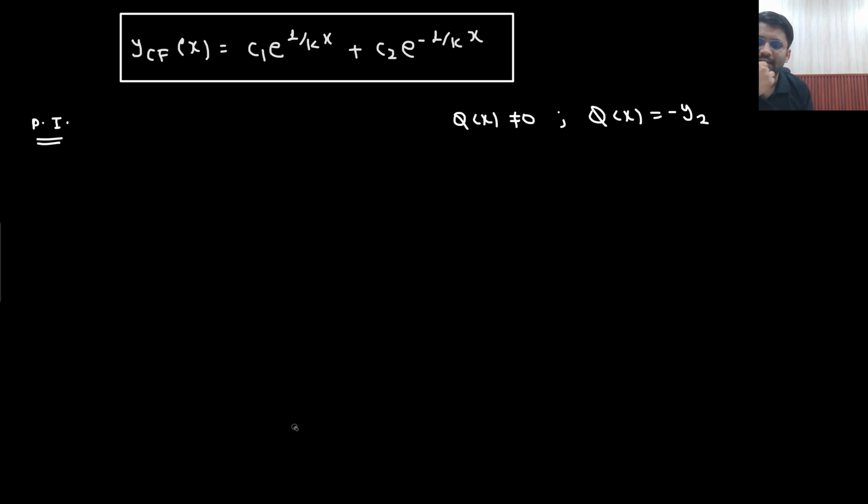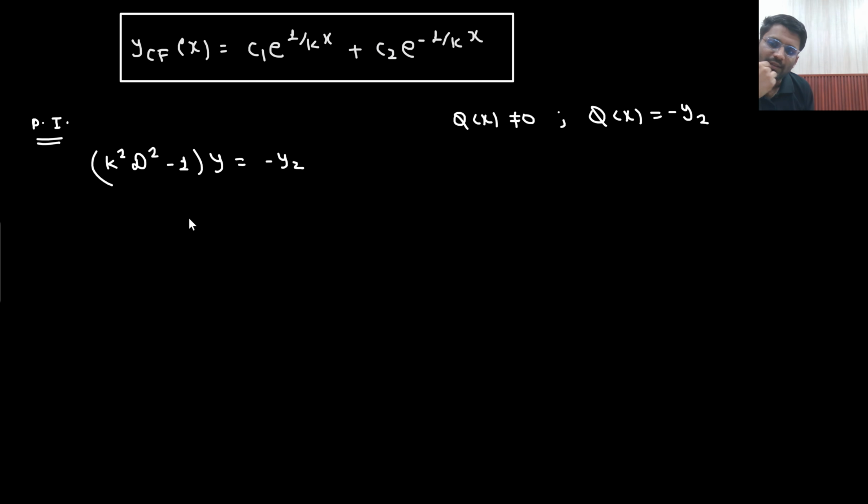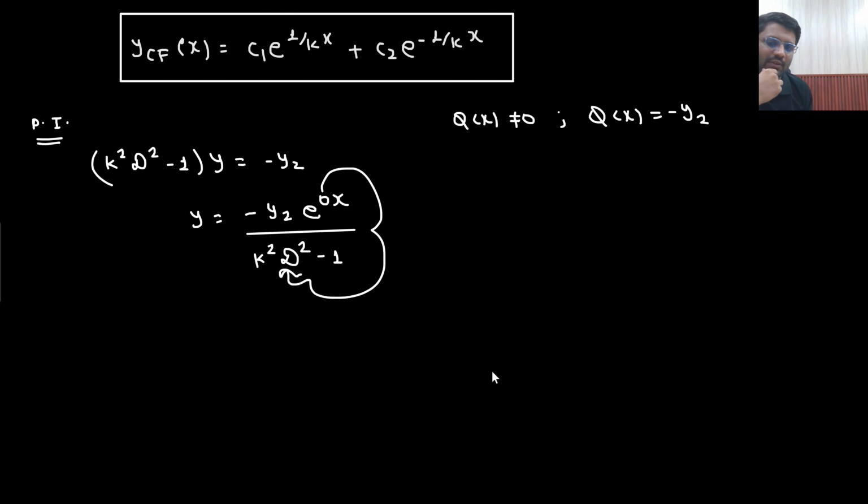So what I would do is, if I take y common, k square D square minus 1, y, is coming out to be equal to minus y2. So y equals minus y2 upon k square D square minus 1. Now here what you will put? e to the power 0x, right? So this 0 you need to put here. If I put this 0 here, what answer you will be getting?